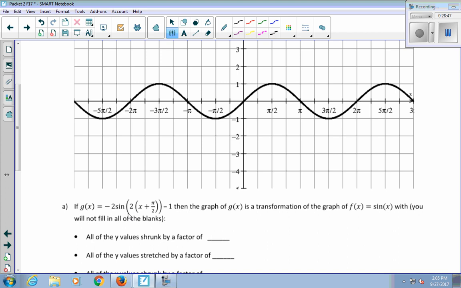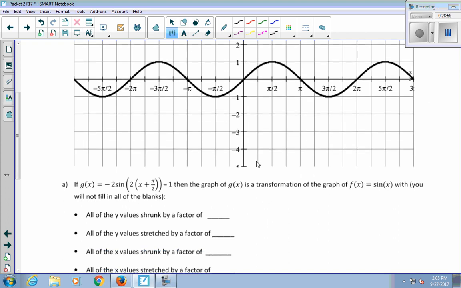So g of x is -2 sine of 2 times x plus pi over 2, minus 1. So the graph of g of x is a transformation of sine of x, and we're going to fill in how we transform it. So all of the y values shrunk. That didn't happen because this 2 is how I'm going to stretch my y values. All my y values are stretched by a factor of 2. All the x values shrunk by a factor of, that is accurate, right? They're going to shrink by a factor of a half.